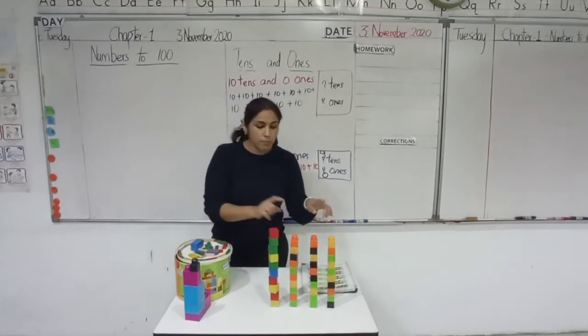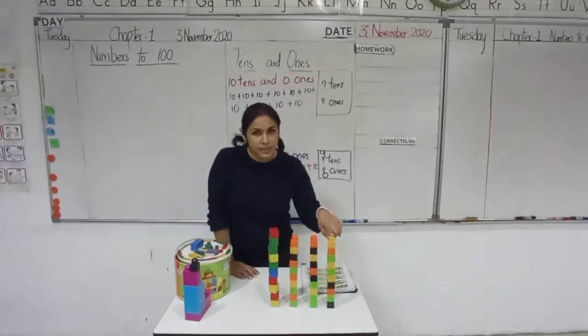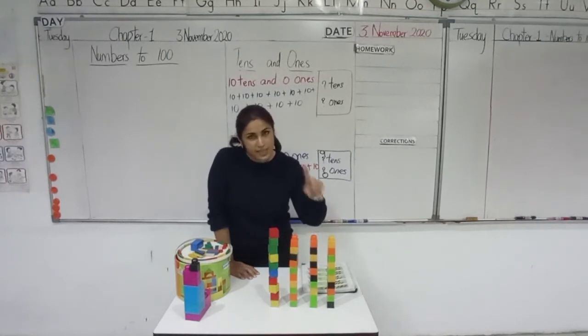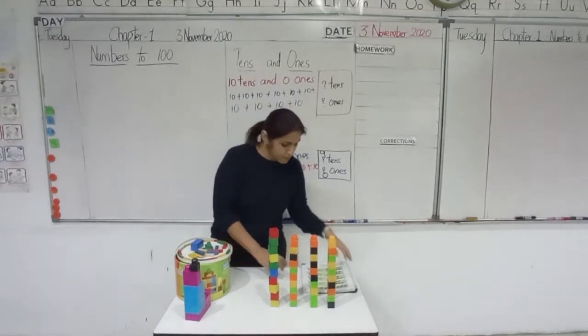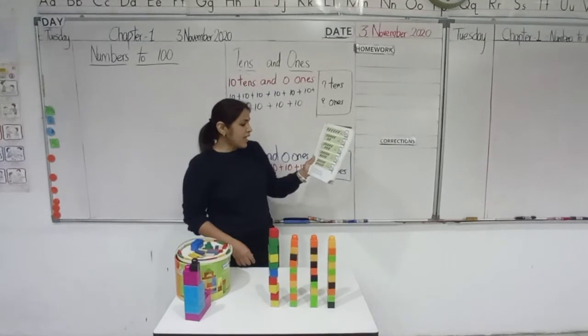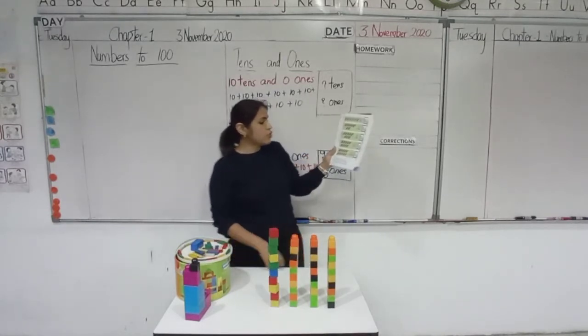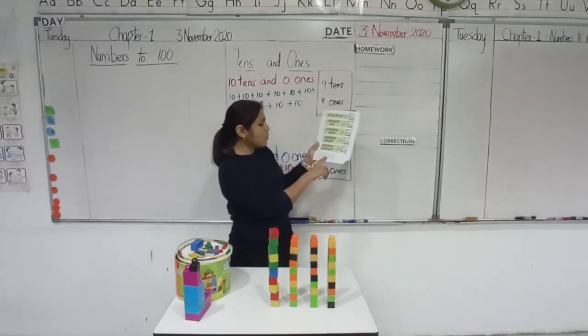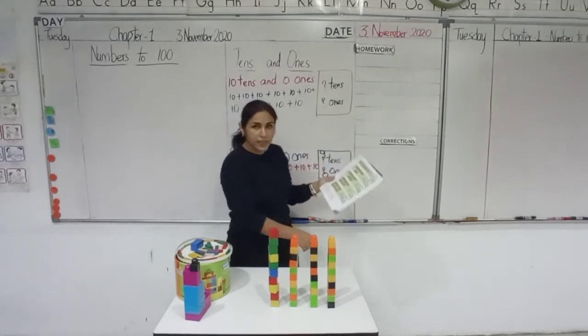Yeah? So, 1 ten, 2 tens, okay? 1 ten is 10, 2 tens are 20, 3 tens are 30, 4 tens are 40, okay? Now, join 10 cubes together to make a set. Make 9 more sets that are the same. How many sets are there all together?